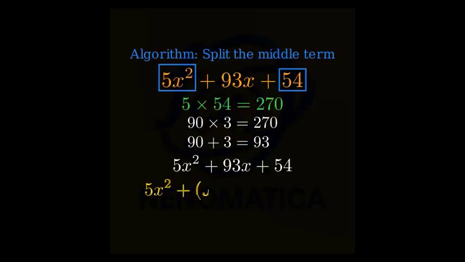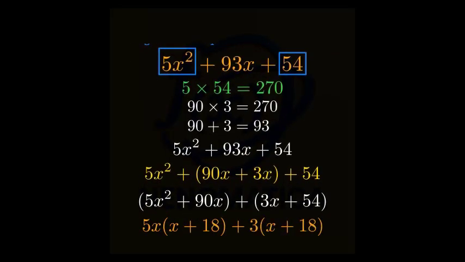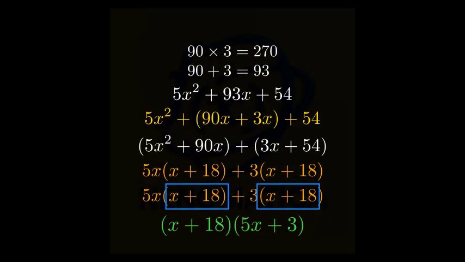Step 4. Group the first two terms together and the last two terms together. Step 5. Factor out the greatest common factor from each group. From the first group, we factor 5x, and from the second group, we factor 3. Step 6. Notice the common binomial x plus 18. Factor that common binomial to finish.